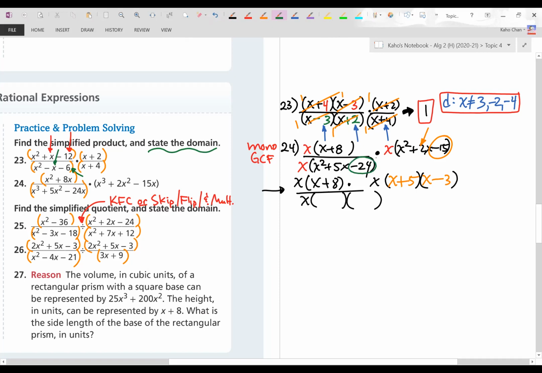What times what equals negative 24 when added together will give me 5? 1 and 24, 2 and 12, 3 and 8. Oh, 3 and 8 will work. One's positive, one's negative.